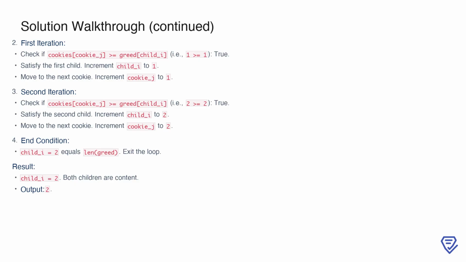Now, child_i equals the total number of children, which terminates the loop. Since both children were satisfied, the output is 2.